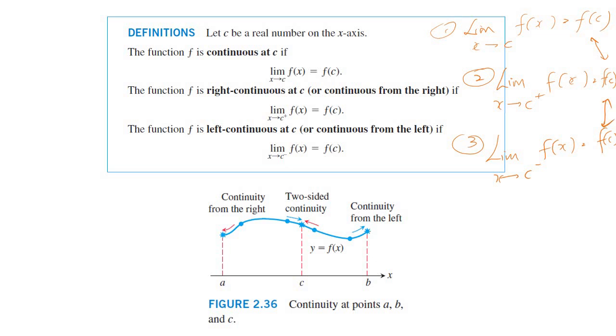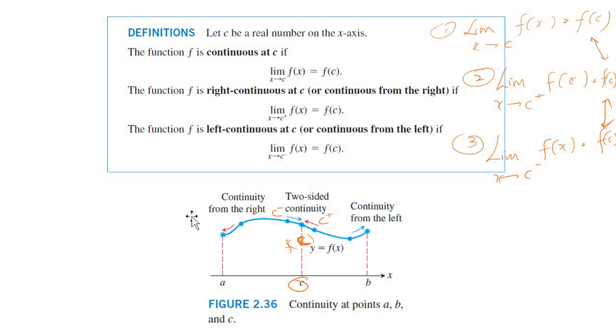Now let's take this value. This is a real number on the x-axis. As x tends to c from the positive side and as x tends to c from the negative side, you see that they tend to f(c). So the limit of f(x) as x tends to c from the positive side is f(c), and from the negative side it is f(c) as well.